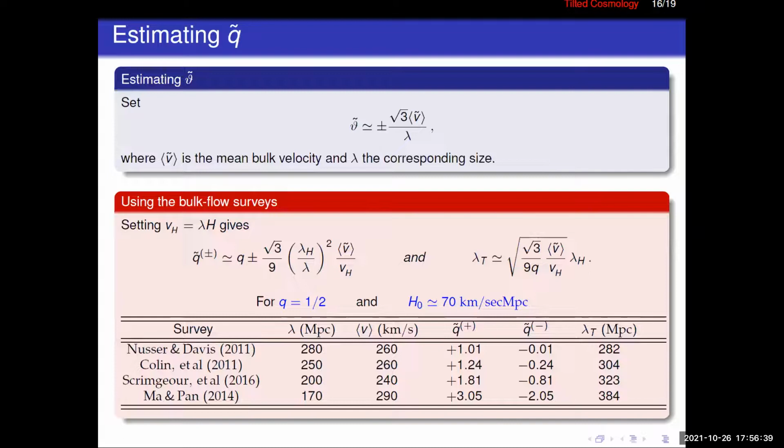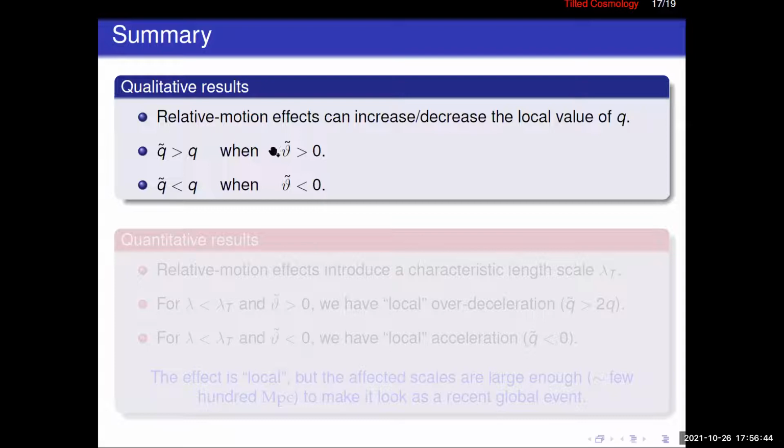Okay. So if I summarize, there are some qualitative results as far as bulk flows, or peculiar large scale motions, are concerned: they can increase or decrease the local value of the deceleration parameter. They can increase it if the bulk flow is expanding locally, and decrease it if the bulk flow is contracting locally.